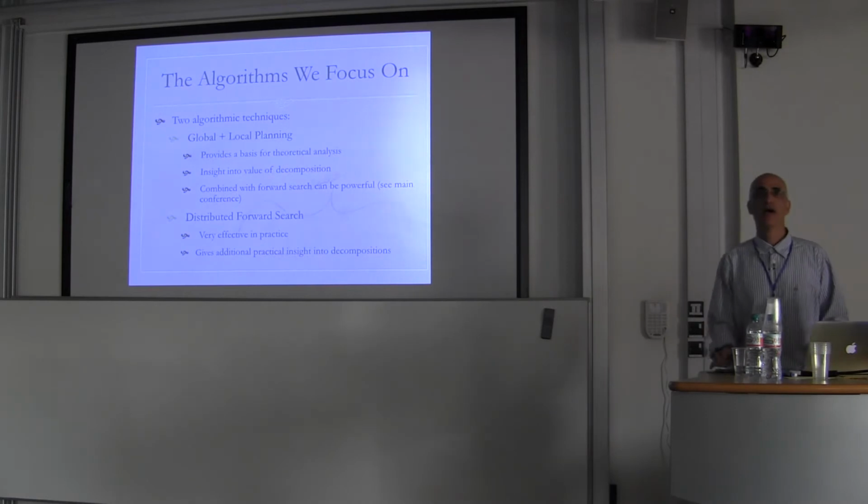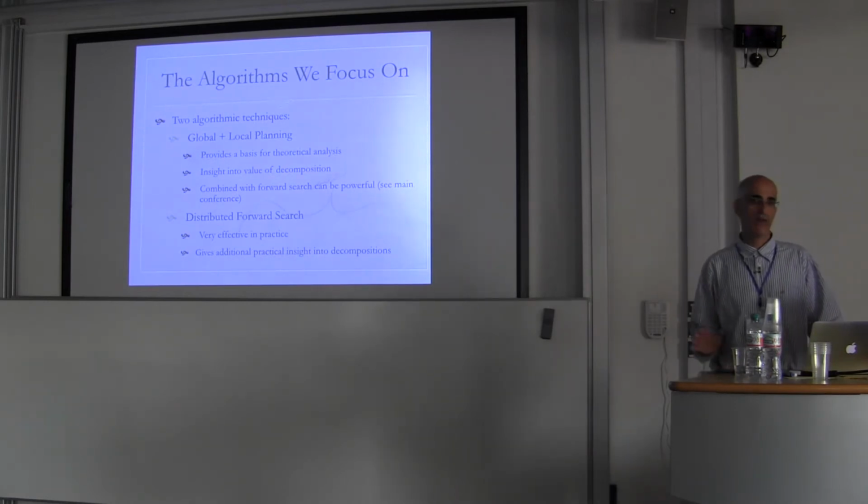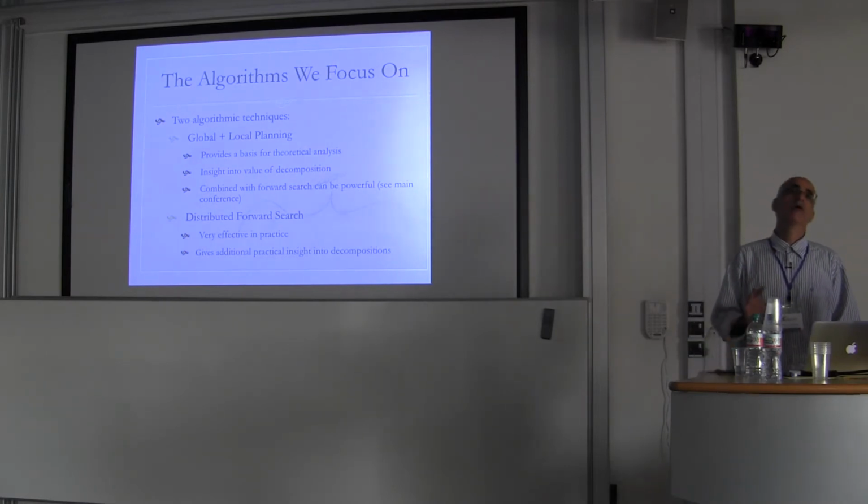So, I hope you got the basic settings. So we have this set of agents. Each one has its own set of actions, and we're interested in solving a planning problem with complete certainty and with a common goal. And now I want to talk about two basic algorithms for solving this problem.